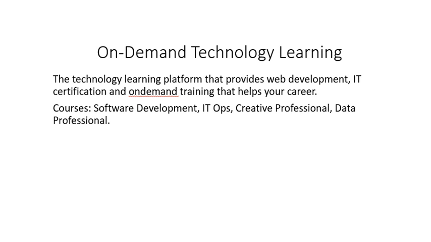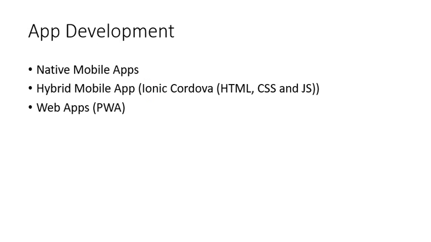The courses cover software development, IT ops, creative professionals, and data professionals like data science. Creative professionals design logos, Photoshop designers, CSS developers and all those things. Software development has two parts: backend software developer and front end software developer. Then we have the app development part.